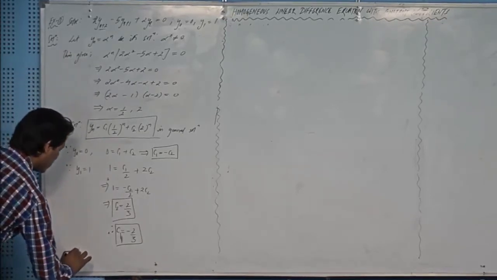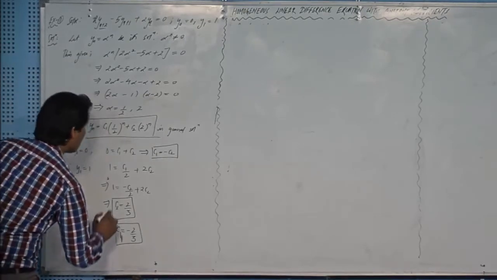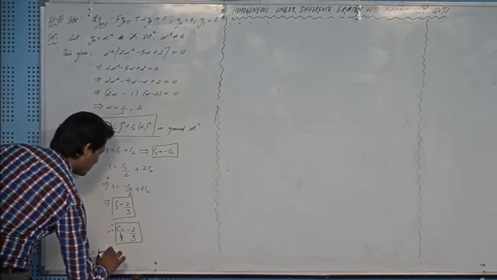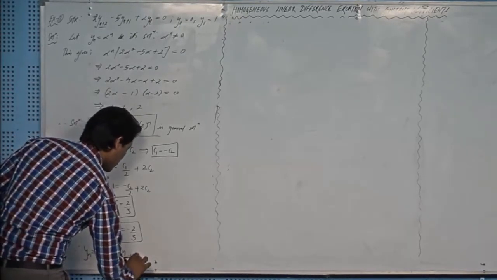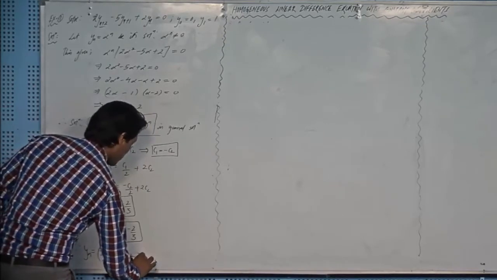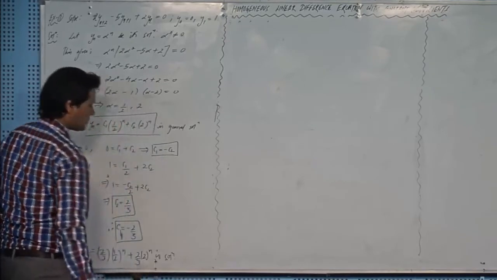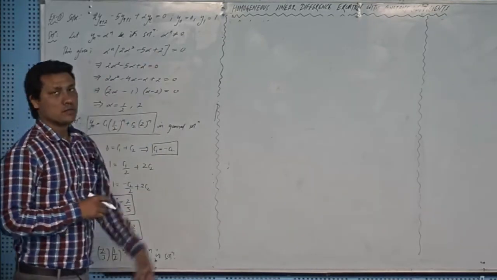I will put these values here in my solution. Therefore yn equal to minus 2 by 3 times 1 by 2 to the power n, plus 2 by 3 times 2 to the power n is the solution. The solution satisfying this particular condition.